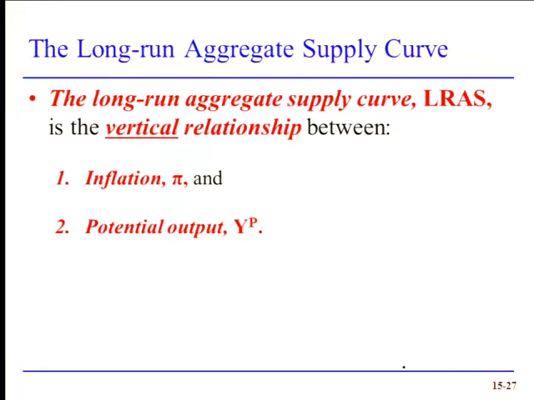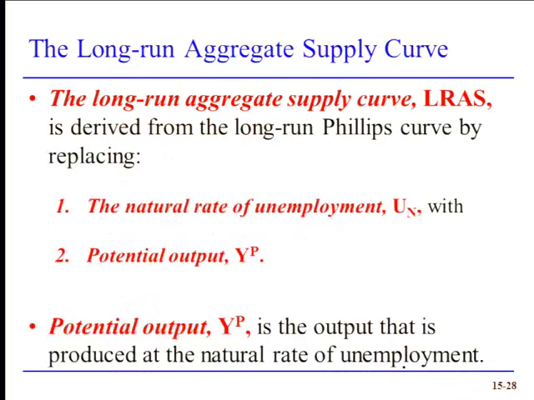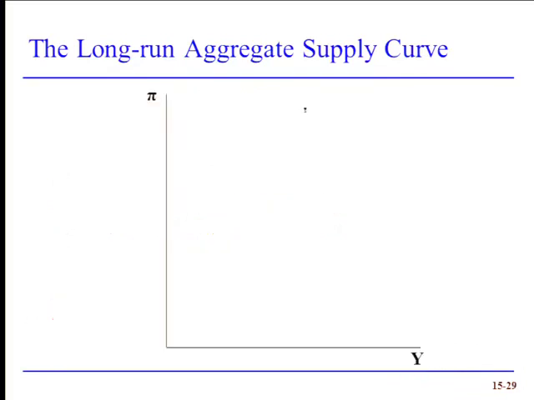Remember that the long-run Phillips curve says that there is no relationship between inflation and the natural rate of unemployment. But the natural rate of unemployment is the level that's consistent with potential output. Remember back to our production function, labor market analysis? When the labor market is in equilibrium, we're at the natural rate of unemployment. Take that over to our production function, that gives us potential output. So we can simply substitute those two, and then what we have is a long-run aggregate supply curve. The long-run aggregate supply curve is at potential output.